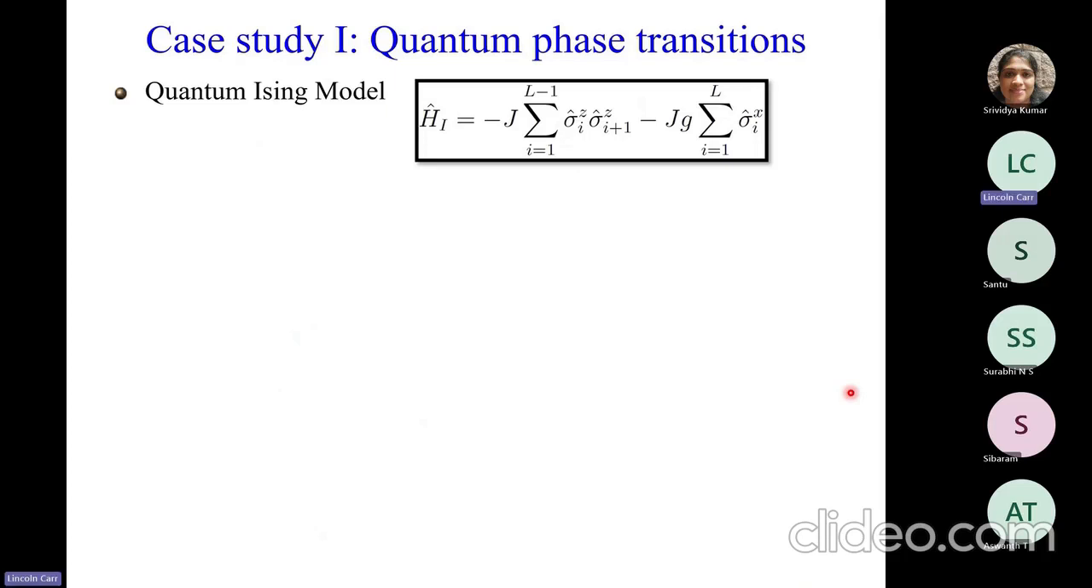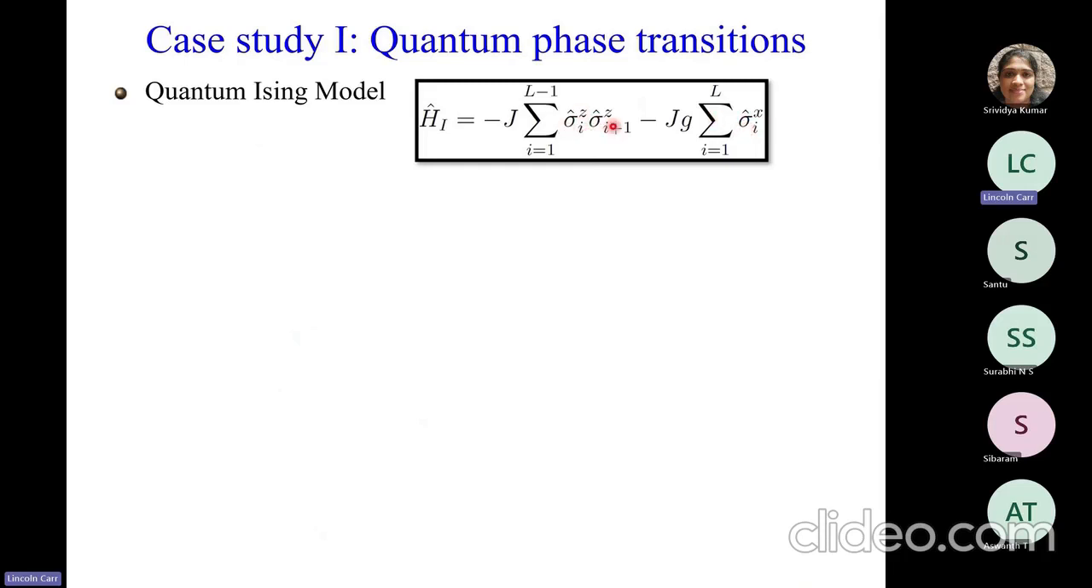Okay, so just as a case study to explain how this works, let's start with the quantum Ising model. For those of you who may not have seen it, it's a quadratic plus a linear model. If you only have linear terms, you just get one operator that doesn't do anything, so you need linear plus quadratic. It's the most basic many-body model you can have. These are spin operators, these are ZZ operators, and this is X.